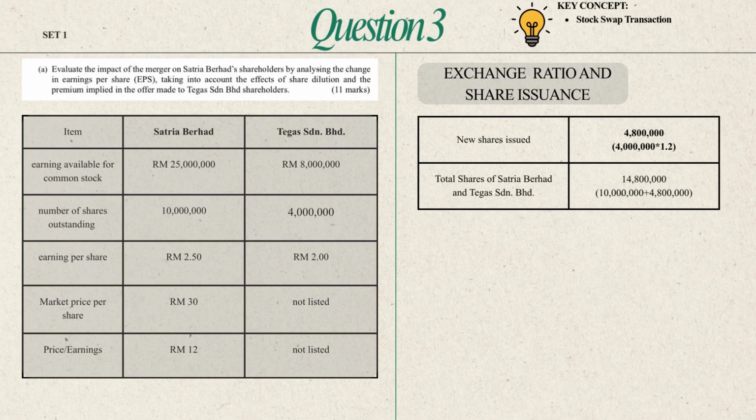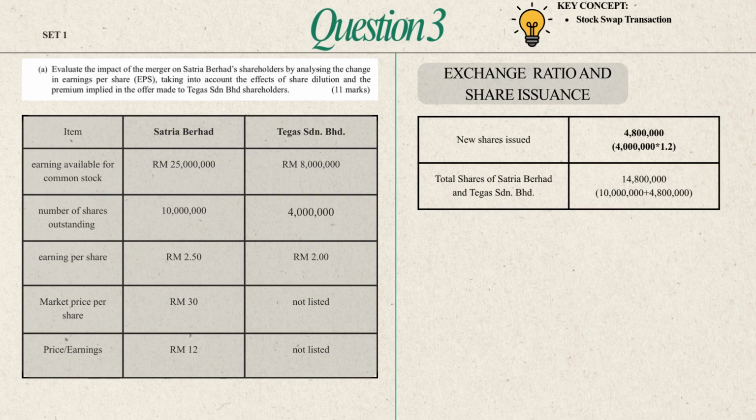Let's briefly compare the key financial figures of Satria Berhad and Tegas Sendirian Berhad by extracting information from the question before the merger. This will help us to understand the question better. First, if we look at the earnings available for common stock, Satria Berhad earned 25 million ringgit and Tegas Sendirian Berhad earned 8 million ringgit. So we can immediately see that Satria is a larger and more profitable company.